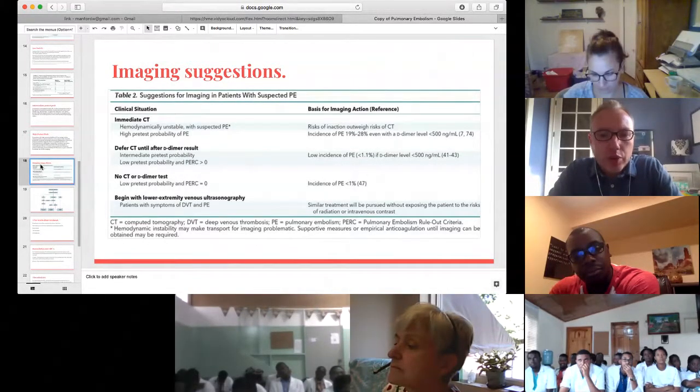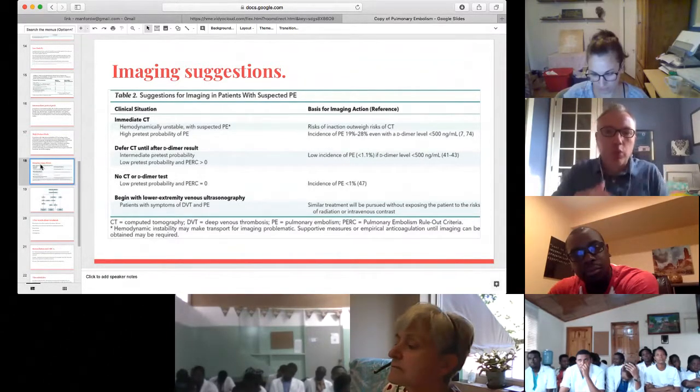A D-dimer, which is a highly sensitive D-dimer, which can help you risk stratify people with clots and without clots.